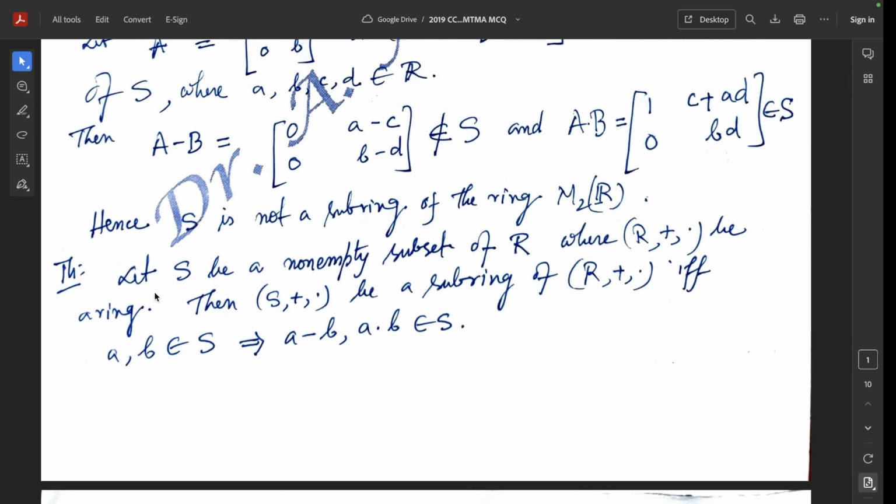We know the theorem: let S be a non-empty subset of a ring R, where (R, +, ·) is a ring. Then (S, +, ·) is a subring of (R, +, ·) if and only if a, b belonging to S implies a minus b and a·b belong to S.